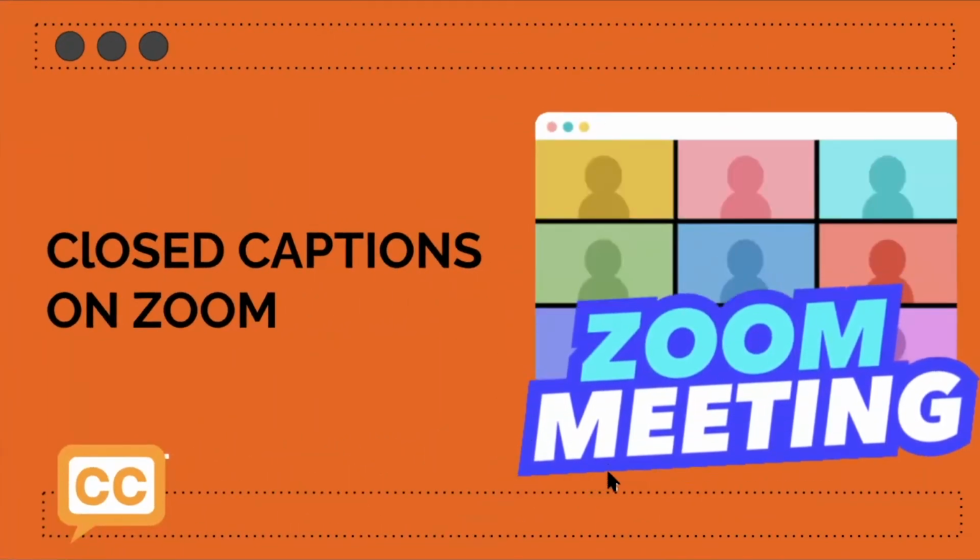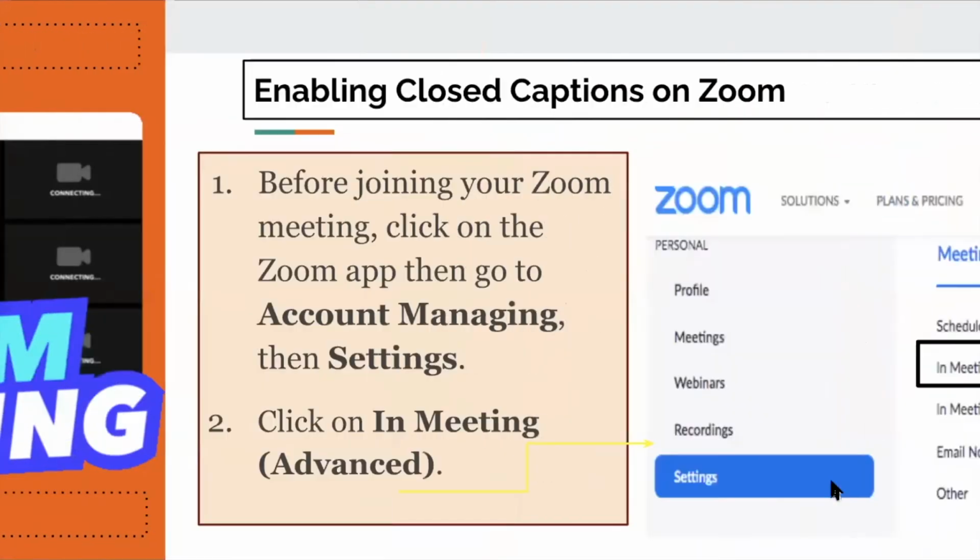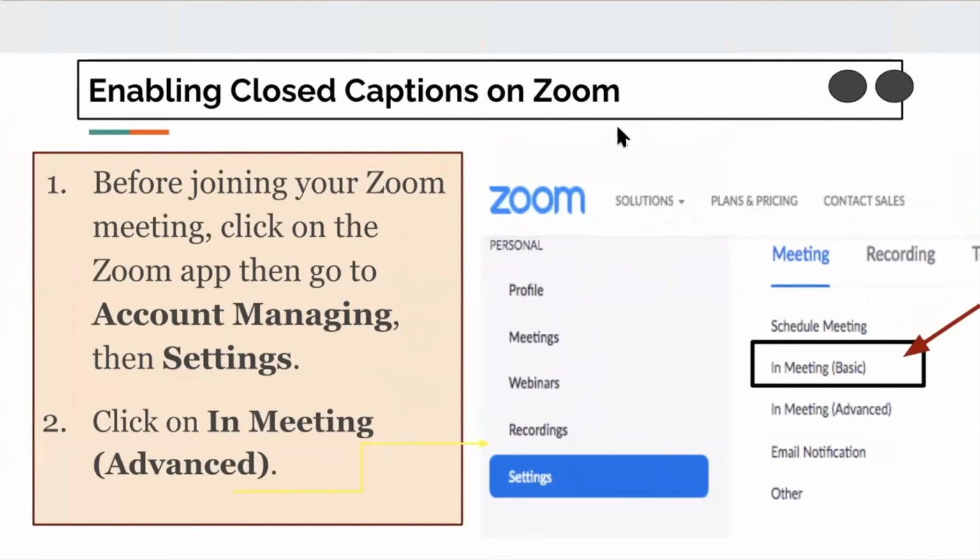So now we'll be going through how to turn on the closed captions on Zoom. In order to enable the closed captions on Zoom, first, before joining your Zoom meeting, click on the Zoom app, then go to Account Managing, then Settings. Account Managing should be at the very top right corner where you see your profile picture. Then you just click on your profile picture and then you will see Settings. Then you click on In Meeting Advanced Settings.